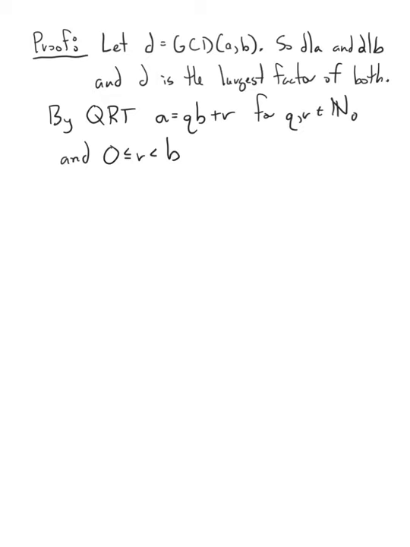So let me call this equation star. So I'm going to rearrange star for R. So I'm going to subtract QB from both sides. So let's look at this. What do we have? We have that A minus QB equals R.